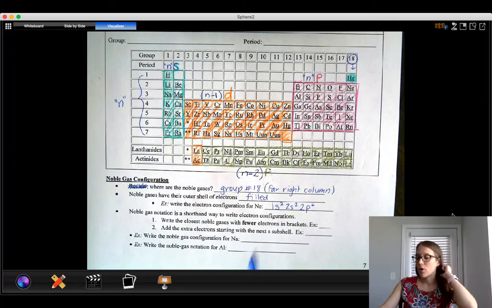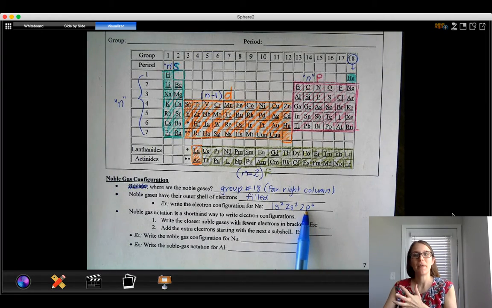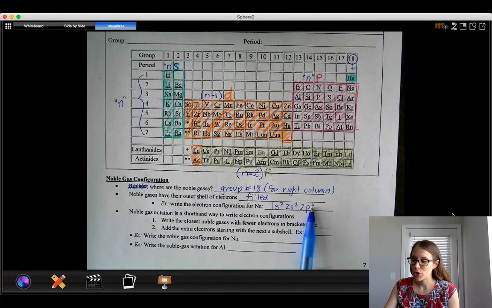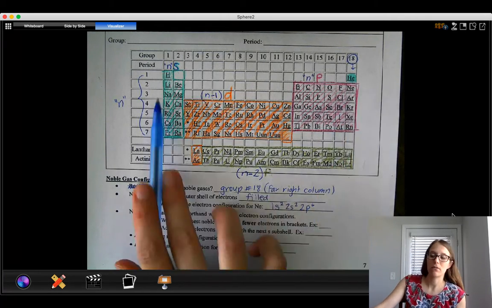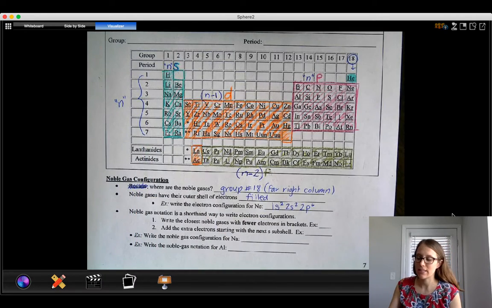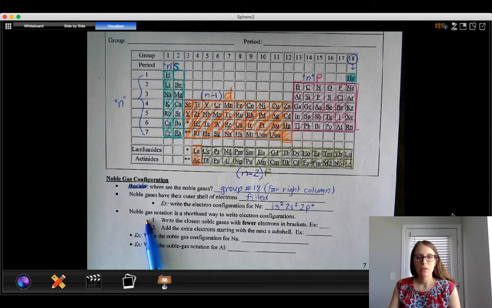Okay, so notice that we've filled up the P. We've maxed out the P orbitals. They can hold 6 electrons total, and we've filled that, and we're about to, if we continued on, start row number 3. So that's kind of the significance of noble gases. What we can do is use noble gas notation as a shortcut to write longer electron configurations.